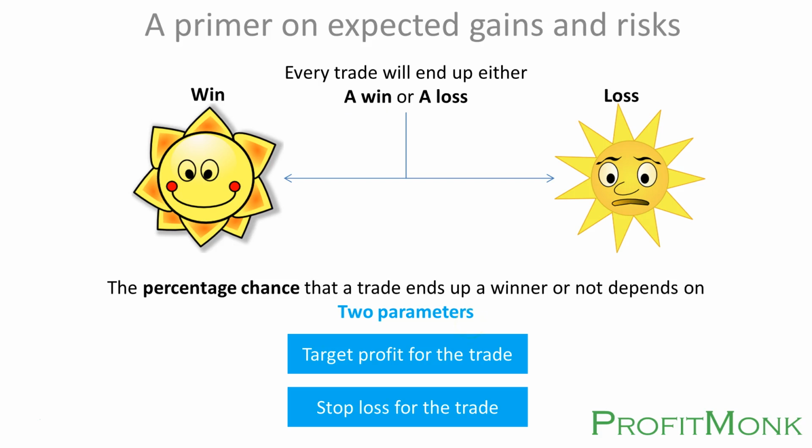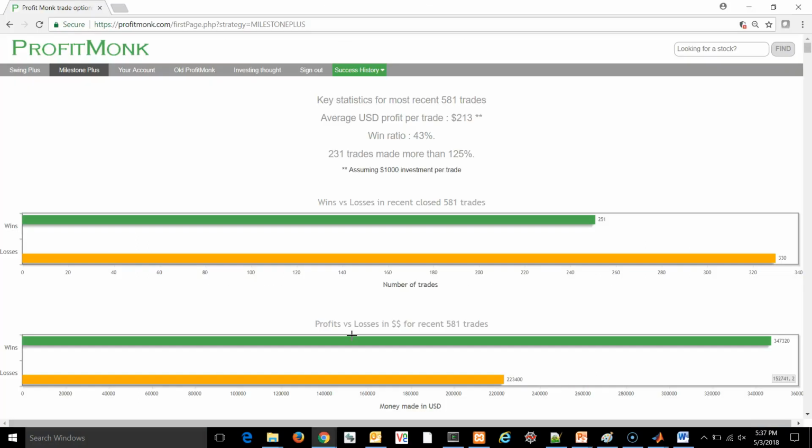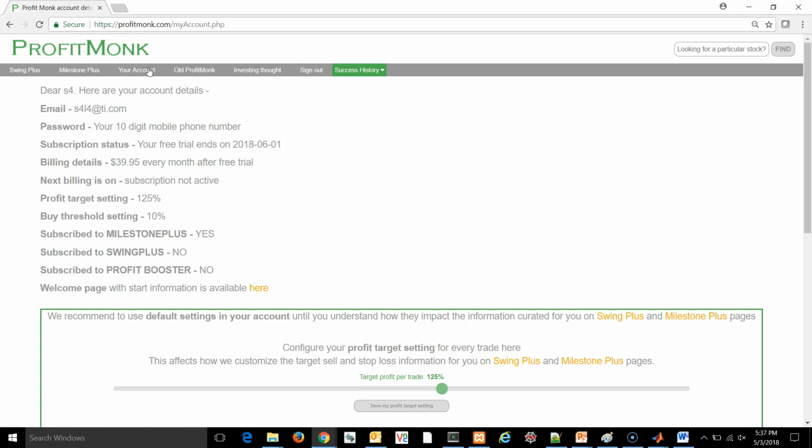Those two parameters are the target profit for the trade, as well as the target stop loss for the trade. Now remember, we said that for our own trades at ProfitMonk, we never use a stop loss. But how about target profit? So let's look at both of these on the web page directly. Let's go back to our account page.